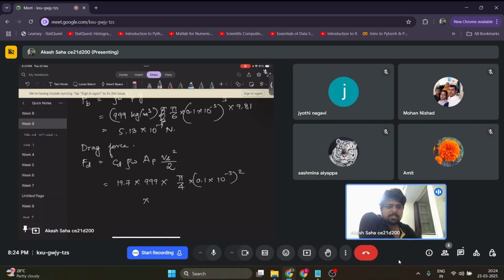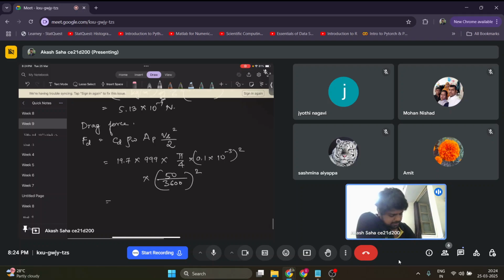Now settling velocity, or the velocity of the backwash, is given as 50. So I will change it into meter per second by dividing by 3600, and square it. So we'll get the drag force as around 1.49 into 10 to the power minus 8 Newton.